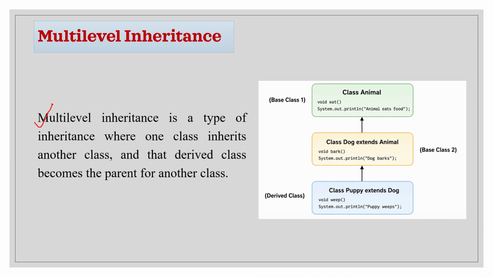And here in this example, we have a class called animal, which is a parent class, and it contains a child class called dog, and this child class becomes the parent class for another child class called puppy class. This is how multi-level inheritance works. I hope you understand this concept. Let's see one simple example so that you can understand the code also.